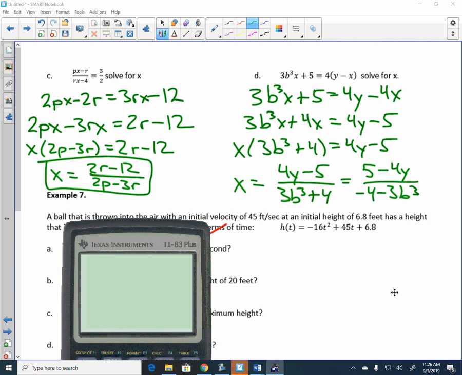Would you agree that the top and the bottom are both different by a factor of -1? -1 divided by -1 is 1. So if you would have put the x's on the right-hand side, you would have come up with this. X's on the left-hand side, you come up with this. Those are the same because the top and the bottom are different by a factor of -1. Good work.